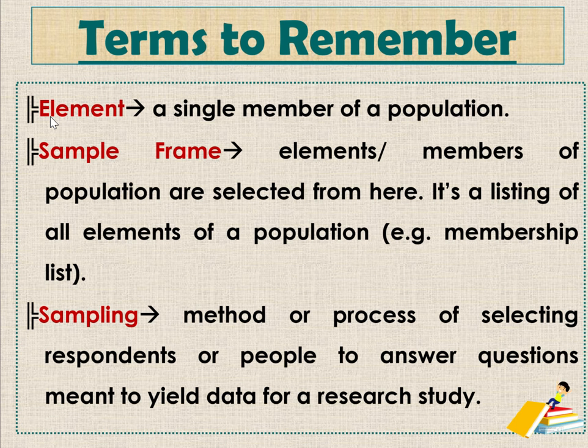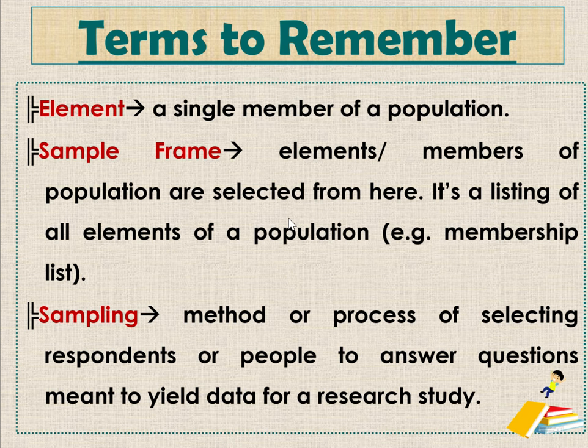Next, we have, so these are still terms to remember. Element, it is a single member or individual of a population. So yun yung ibig sabihin natin ng element. Sample frame naman is a listing of all elements of a population. Halimbawa nito, membership list. So ibig sabihin, listahan ng lahat ng members. So that is a sample frame.